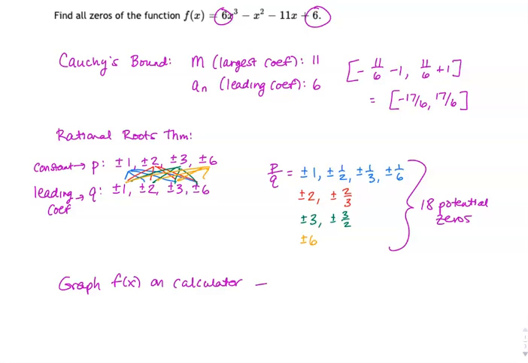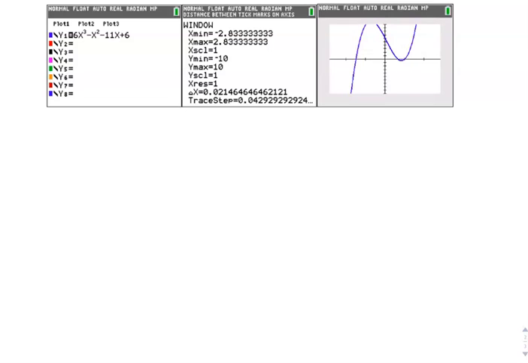One of the key things is that we're going to set our window so that the x minimum is negative 17/6 and the x maximum is positive 17/6. Let's take a look at what that will look like. So here's what we'll see on our calculator screen.